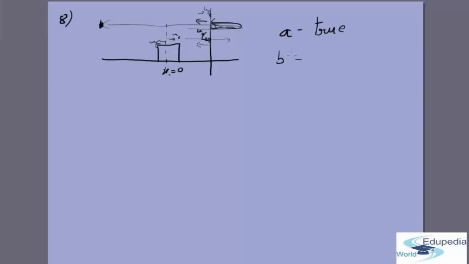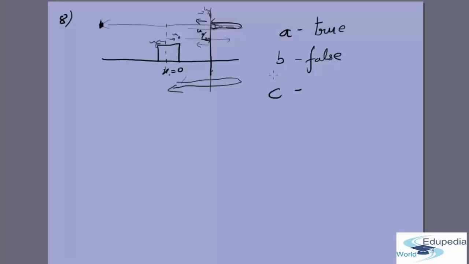Option B says that the time at which the particle passes through equilibrium is pi root m by k. No, that is not true. That would be true if it went through the whole path and came back, but it only went through a portion of the path. So the time will actually be small, smaller than that. So B is false.